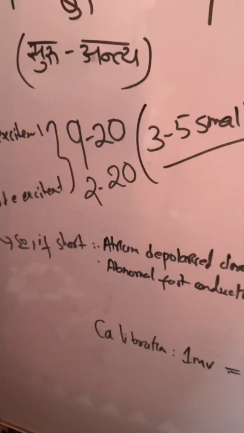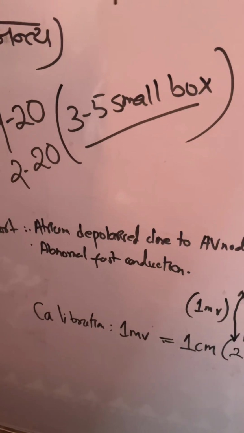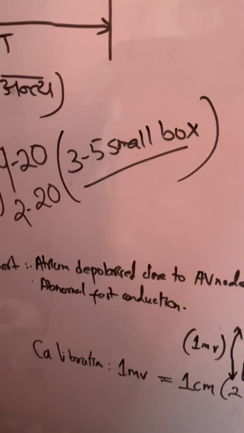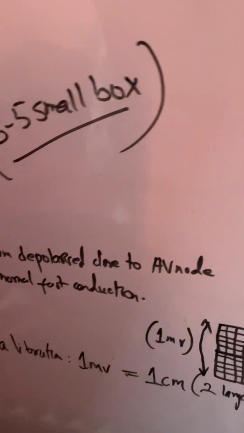And so if that is short, it will mean the atrial depolarization is very close to the AV node, or there is abnormally fast conduction if we have less than 120 millisecond. If the PR interval is less than 3 boxes, then that will show a short PR interval.